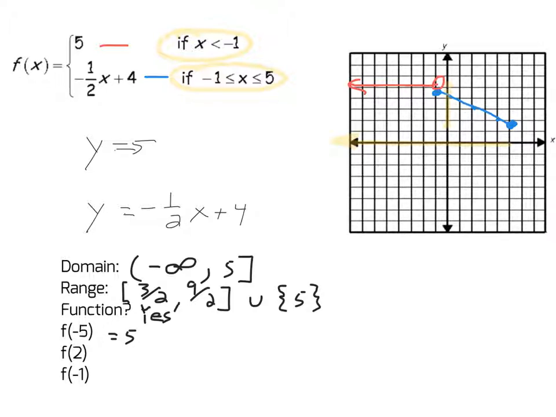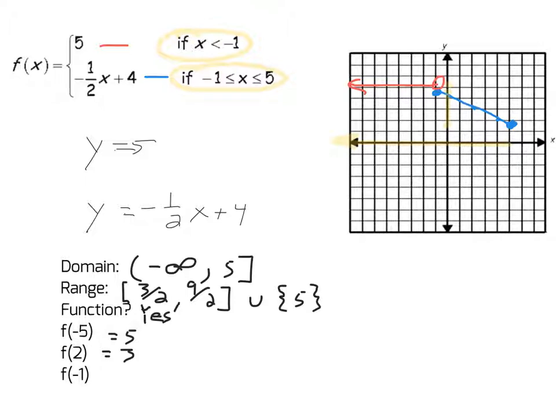F of 2, on the other hand, 2 is over here on the right. That's in the blue section of the graph. 2 is between -1 and 5. So what I have to do is I have to plug into here. And we can see that -1/2 of 2 would be -1, plus 4 is 3.